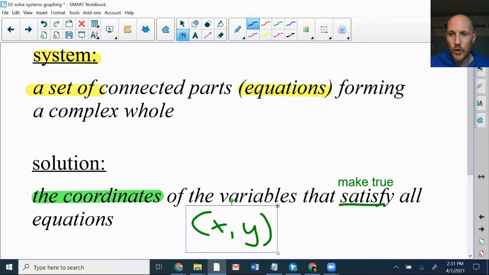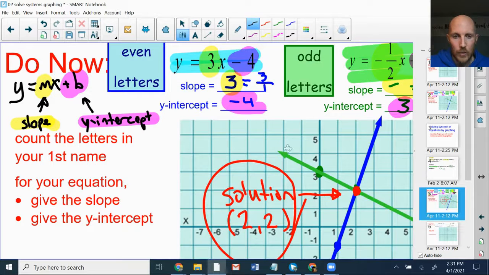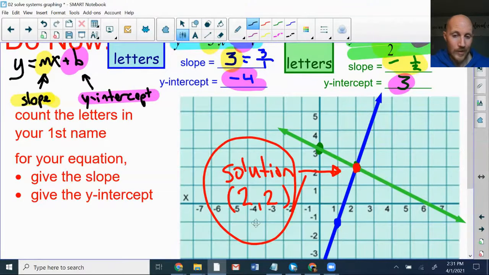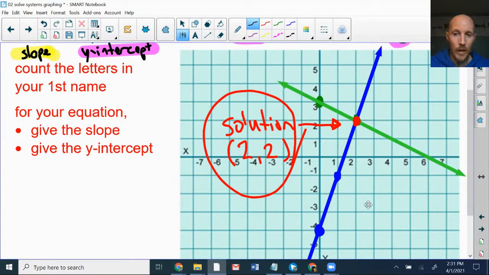So the solution, the way we see this on a graph, is what we're going to look at today. We're solving things by graphing. Let's jump back to the do now. So we graphed these 2 equations on the same graph. We got a green equation and a blue equation. So this is, in fact, a system, because I've got 2 lines on the same graph. That's what a system looks like. And where those 2 lines cross one another at that red point right there, that is the solution.